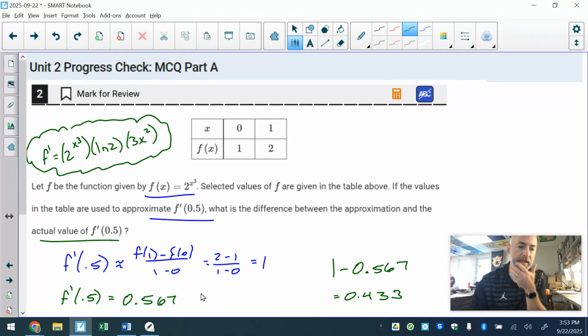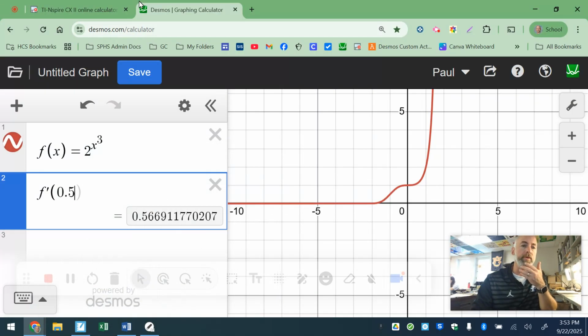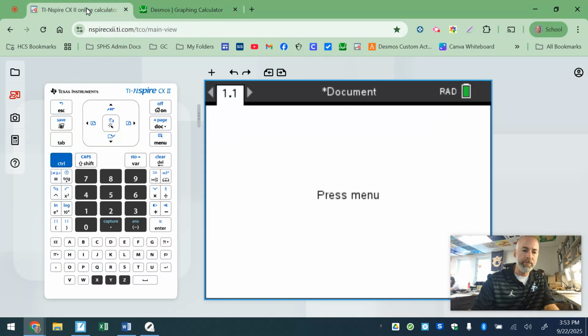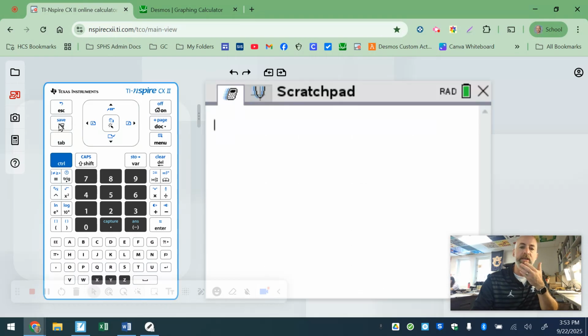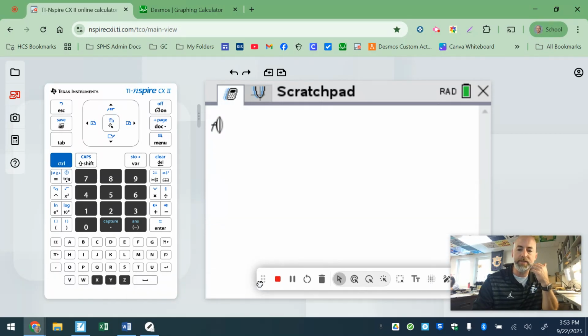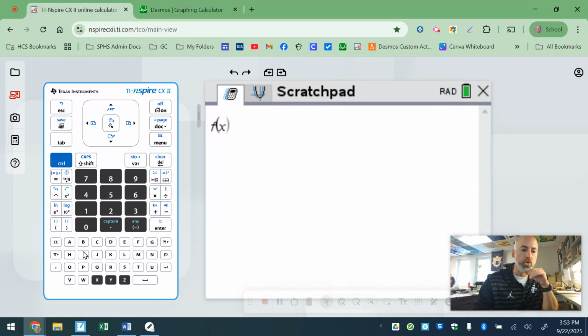Now, if you want to use the Inspires to get that value, I'm going to do kind of the same thing. I'm going to define the function in my calculator. So in my calculator screen, I'm going to type f of x, and then to store the function, above this button right next to the 9 is a colon equals. I'm going to hit control and colon equals, and then you simply type in the equation. So it's 2 to the power of x to the power of 3. So that's 2 to the x cubed. So now my function f of x is stored.